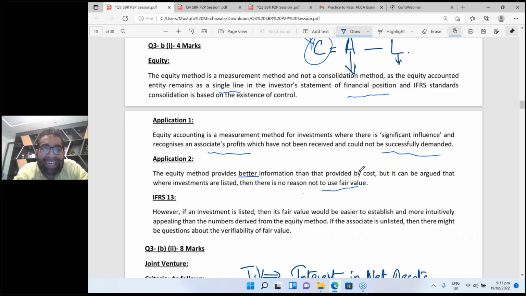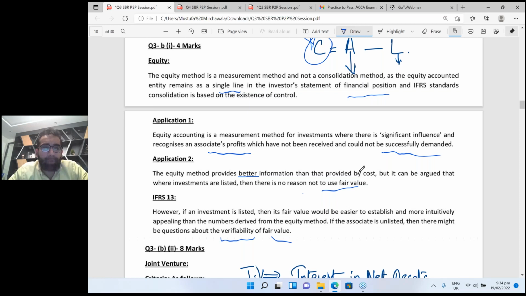If the associate is unlisted, then there might be questions about the verifiability of fair value. Then this fair value will be totally judgmental, right? So if that associate is listed, it's very easy to calculate fair value, and fair value gives you the real picture. But if it is unlisted, it would be very difficult to say whether this fair value is real or not. Then it will be a judgment-based thing.